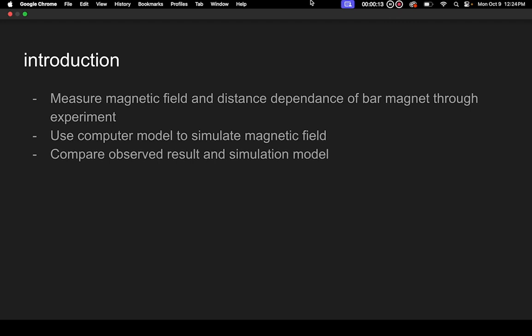So, to introduce the lab, the goals of the lab were to measure magnetic field and distance dependencies of the bar magnet through the experiment, and also to use computer models to simulate the magnetic field. After, we would compare the observed result and the simulation model to see if they were different, and if so, how different they were.